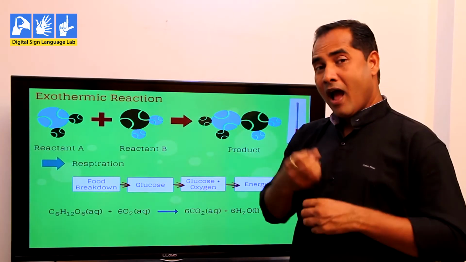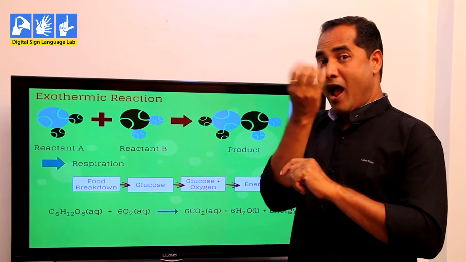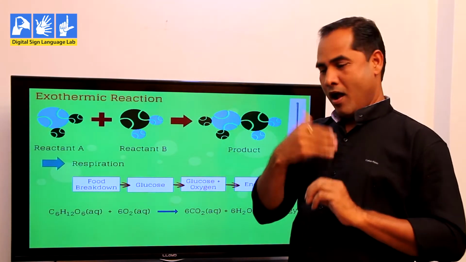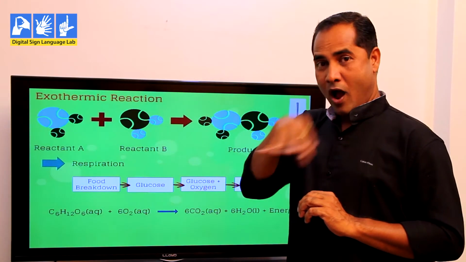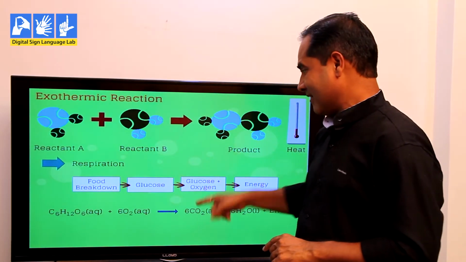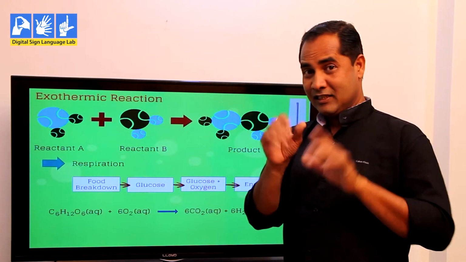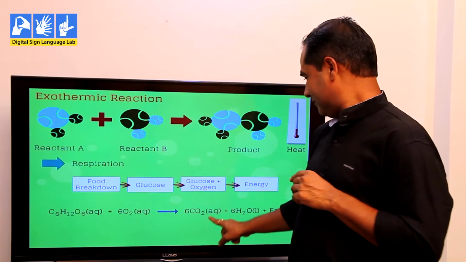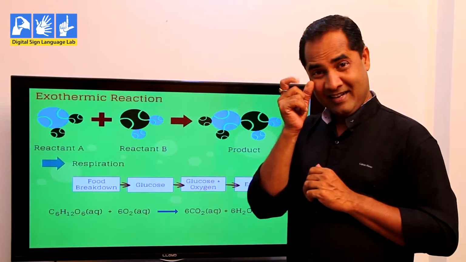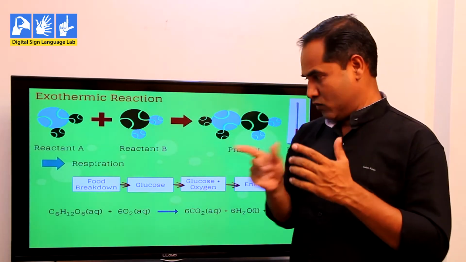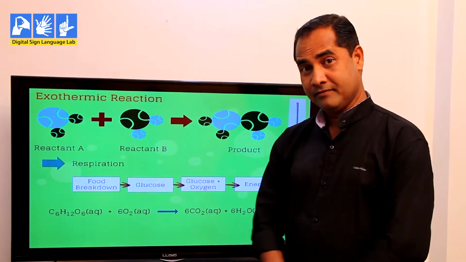So when glucose combines with oxygen, carbon dioxide is released. As you can see, when you breathe, you take in oxygen and you give out carbon dioxide. So 6 molecules of oxygen we take in and 6 molecules of carbon dioxide. We all should try to learn about these chemical processes. It's an important chemical reaction.